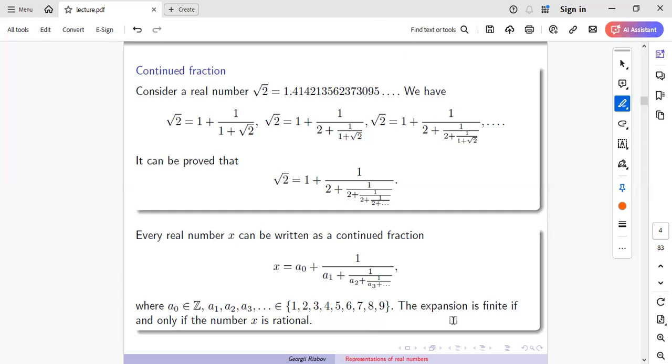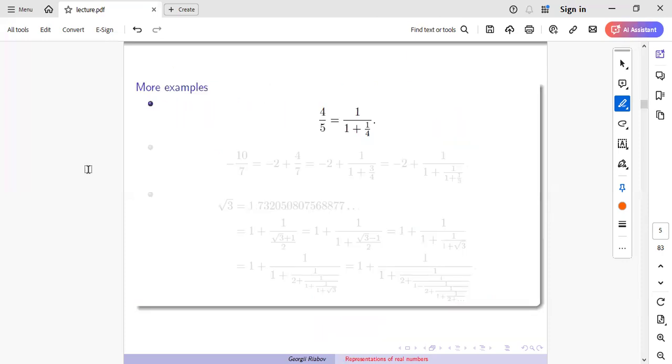In fact, this expansion stops at some point if and only if x is a rational number. Continued fractions are not so useful in computations. However, they are useful from the theoretical point of view, which I will try to explain in a moment. But now let's look at some more examples.